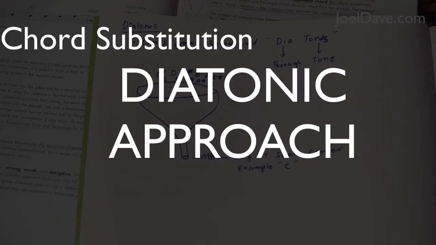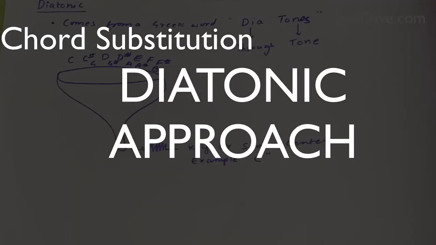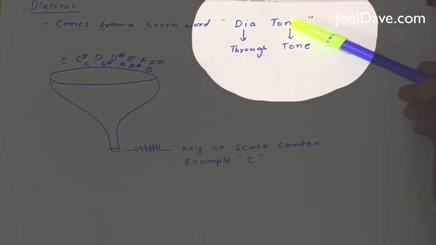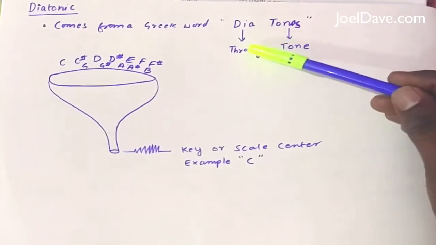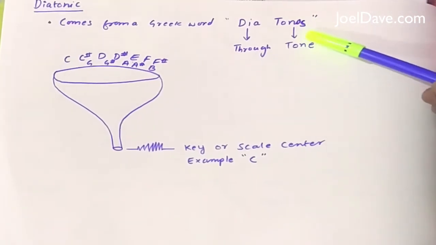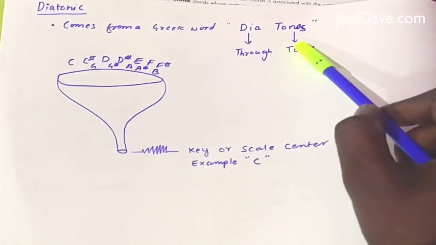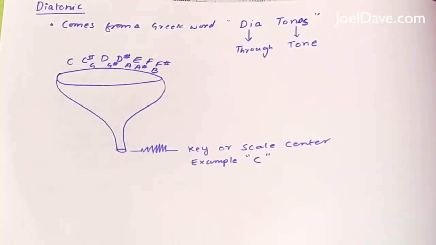Hello and welcome everybody. Today we're going to be learning about chord substitution using the diatonic approach. To learn the diatonic approach, first I would like to tell you about the word diatonic. The word diatonic comes from the Greek word diatonos. Dia means through and tonos is tone. To understand this concept of diatonos, or through the tone, I would like to take an example of a funnel.